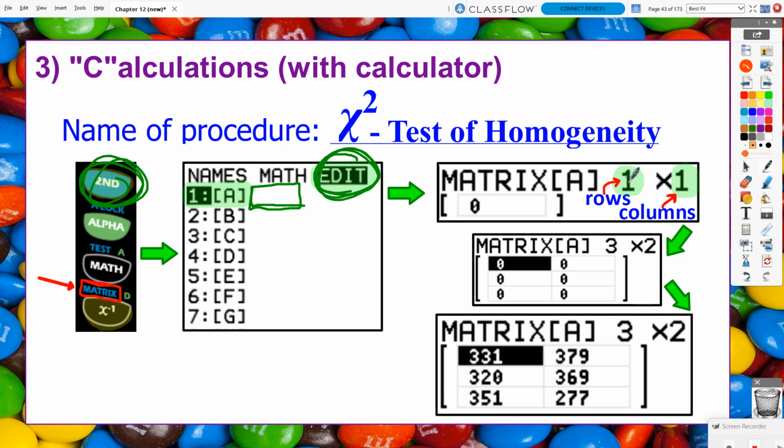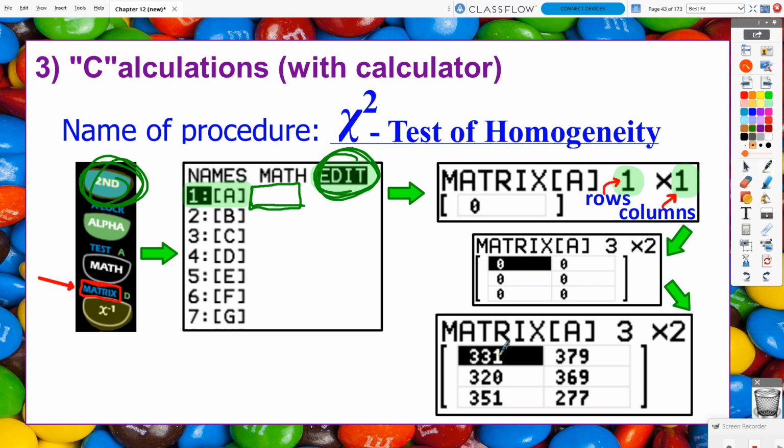And by default, it always says 1 by 1, unless you already have a matrix in there. Then it might have other numbers. So I'm going to type in a 3 and press enter, then 2 and press enter, and it will create a 3 by 2 matrix. The first number, again, is always the number of rows. The second number is always the number of columns.